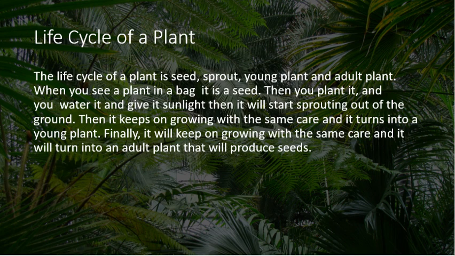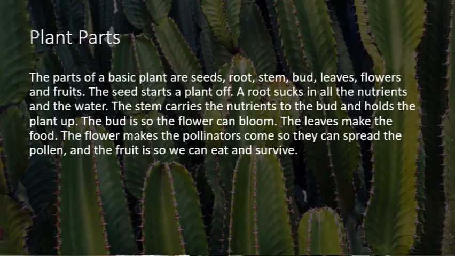The life cycle of a plant is seed, sprout, young plant, and adult plant. When you see a plant in a bag, it's a seed. Then you plant it and you water it, then give it sunlight, then it will start spreading out of the ground. Then it keeps on growing with the same care and turns into a young plant. Finally, it will keep on growing with the same care and it will turn into a plant that produces the same seeds.